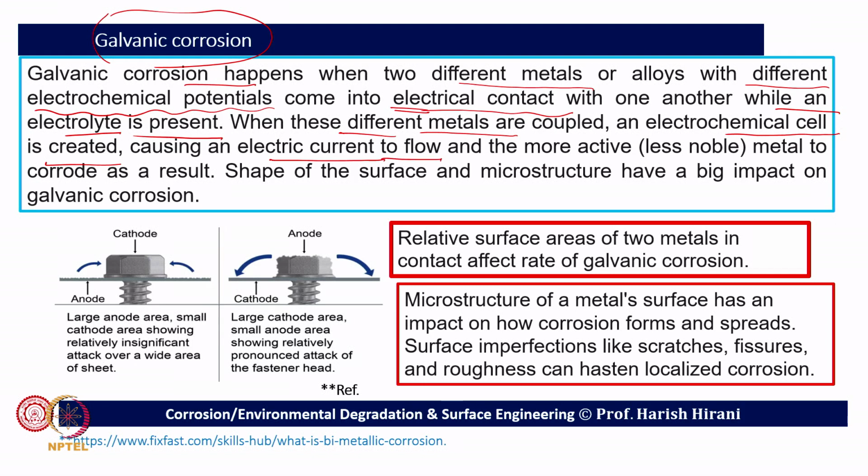Of course, in rust, aqueous corrosion, the same thing happens, but we want to give this more weightage, the reason being the two different metals. Here, to differentiate, we are trying to give a degree of how active a metal is and how much more active it is. So, the more active, less noble metal will corrode as a result.